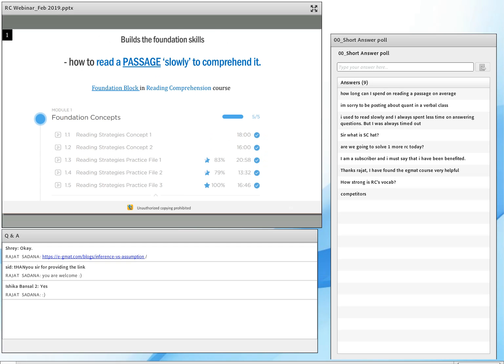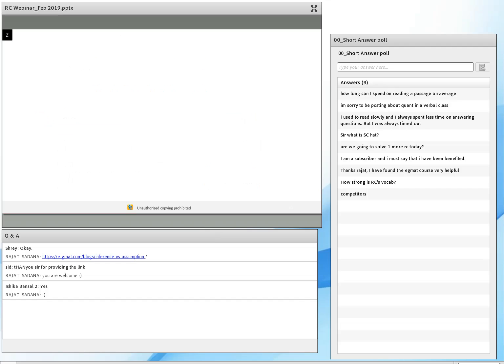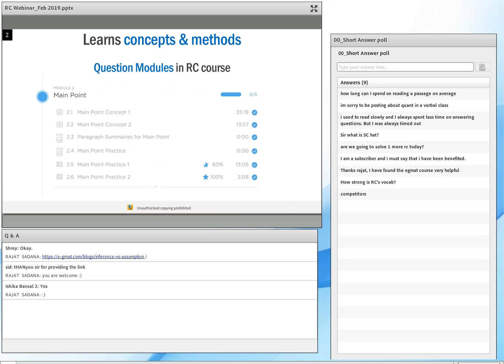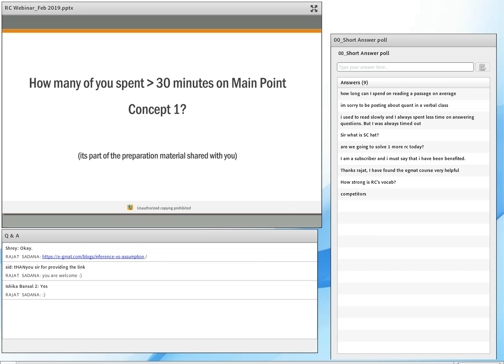And then we continue this part in the reading strategies in the RC course, where we throw these passages at you. And then we go through the conceptual pieces and evaluate you on that as well.